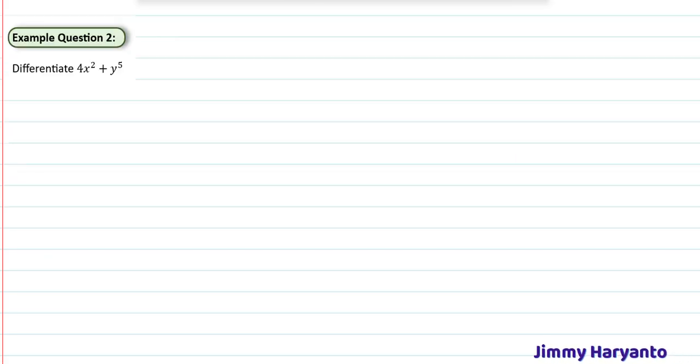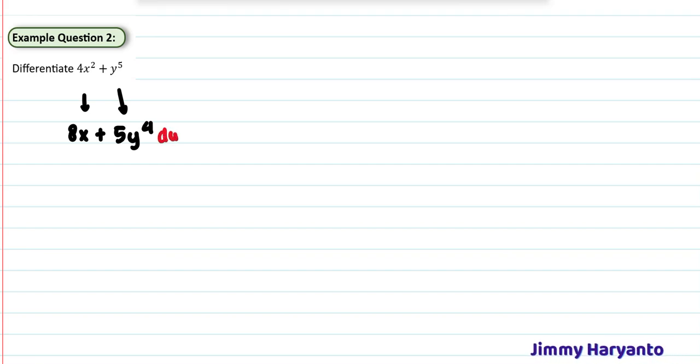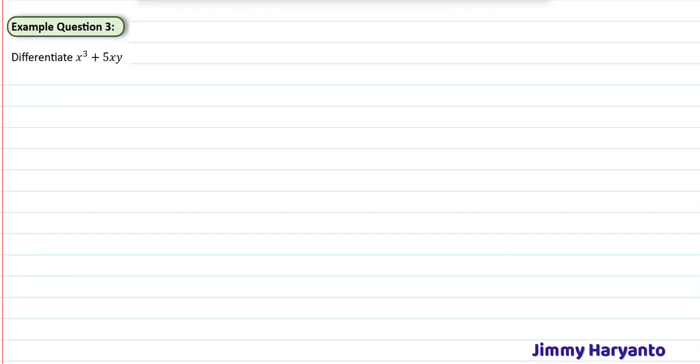Next is question 2. What if we have x and y all together but separated with the addition or subtraction? First, let's differentiate the 4x squared. It will become 8x only. And then we already know that when you have addition and subtraction, you can differentiate it separately or independently. And that means we will separate them one by one like this. So for this one, you will have 5y to the power of 4. But because we're differentiating y, that means you have to add dy over dx at the end of the result. And then next is this one.